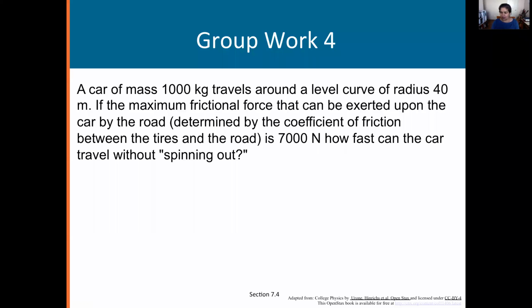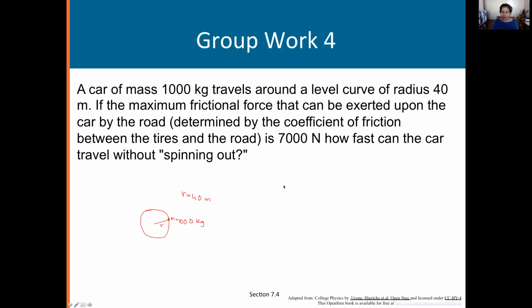Okay, so I'm just going to make a little diagram to sketch what I know. Let's say this is a circle in which my car is traveling, and let this be the center of the circle. Then we know the mass of the car out here, m, equals 1000 kgs. Radius, r, and we know that the radius is 40 meters. And we know that the frictional force maximum is 7,000.